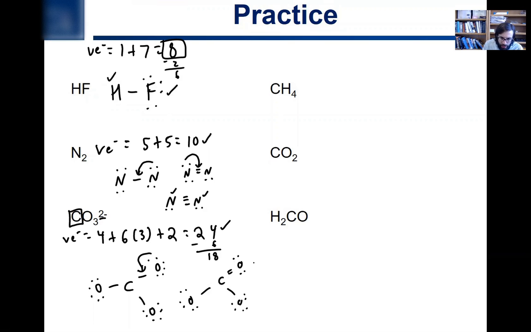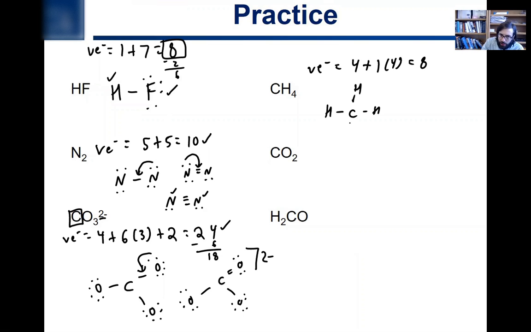Last thing we do is usually put a bracket since this is an ion, and just put 2 minus, since this is a 2 minus, just to let people know. All right, last 3 here. Valence electrons for methane. Carbon is worth 4, hydrogen is worth 1, and we have 4 of them. So this is 8, and so this one's going to be very fast.